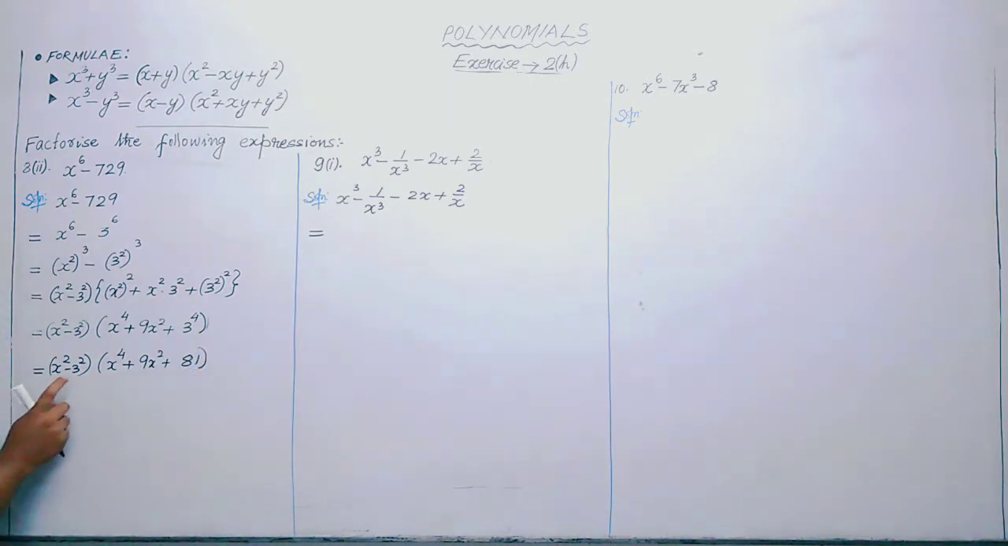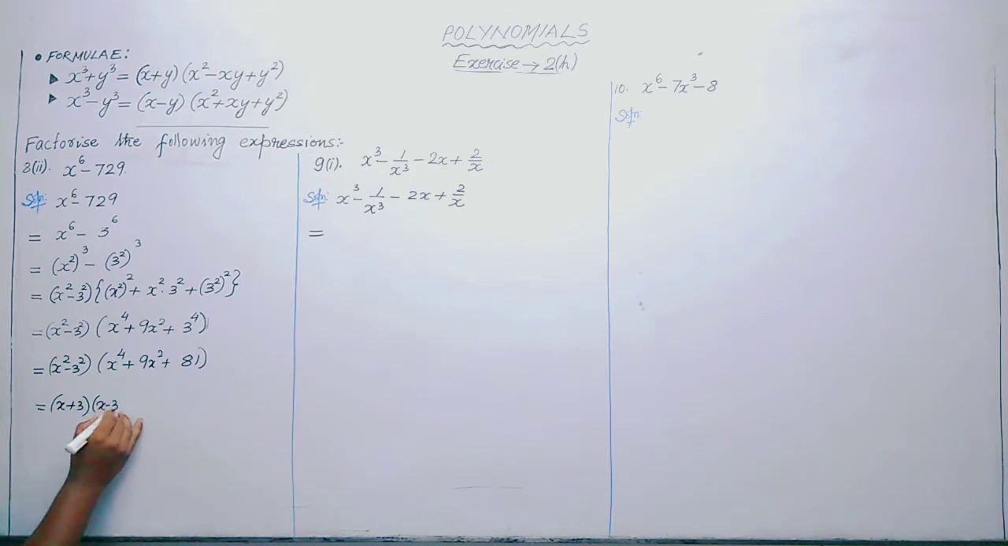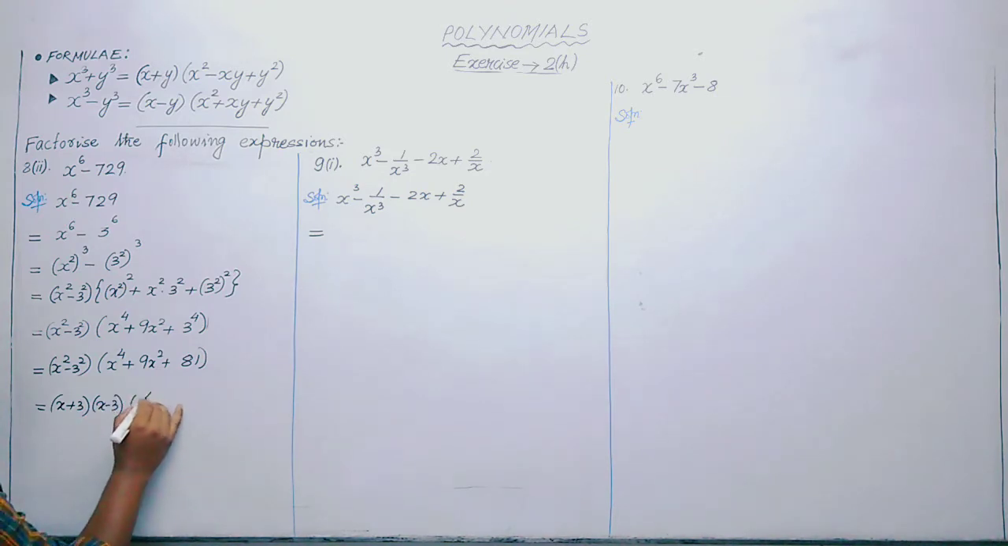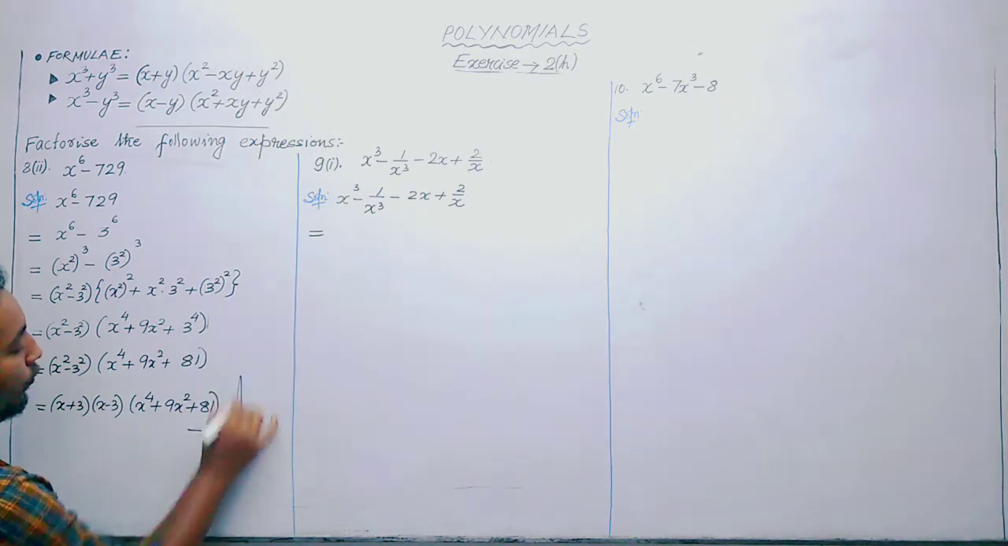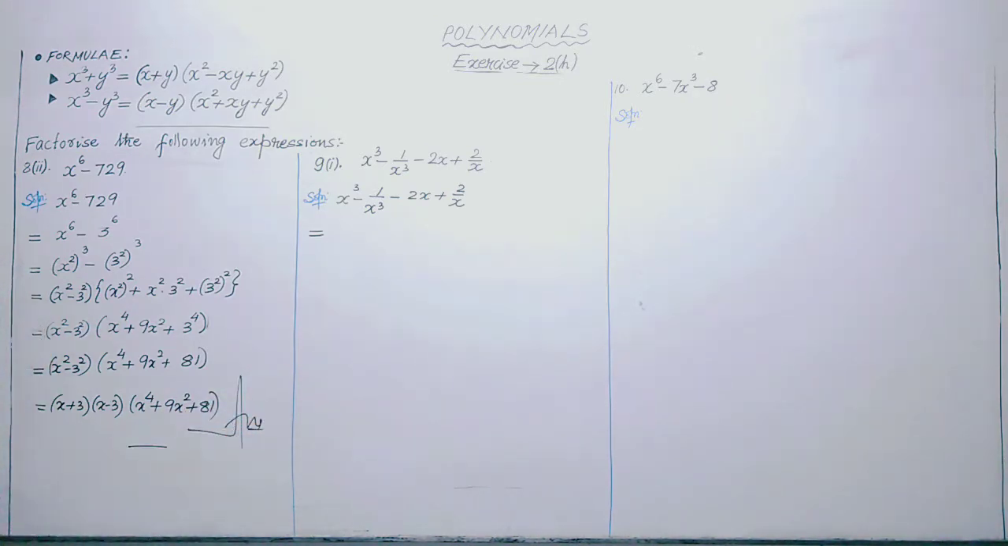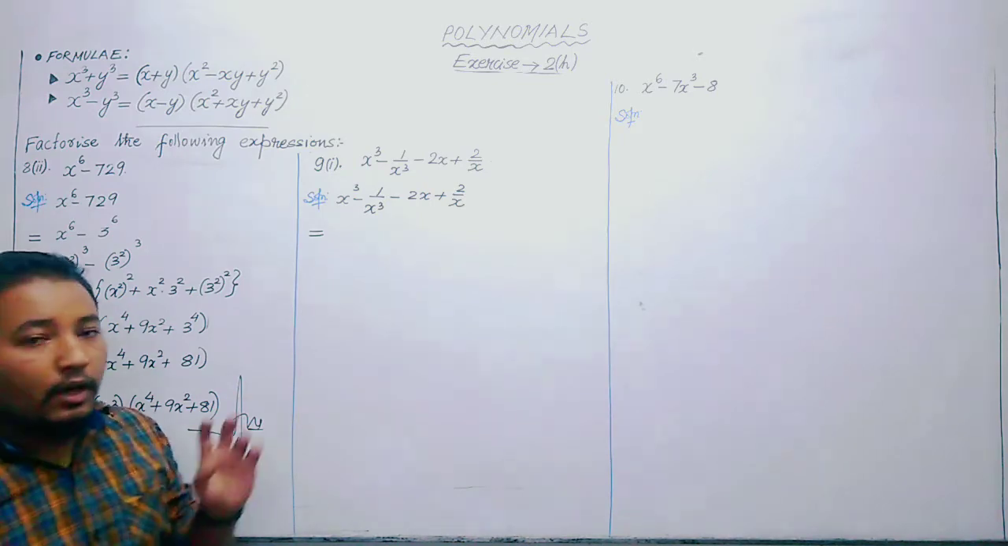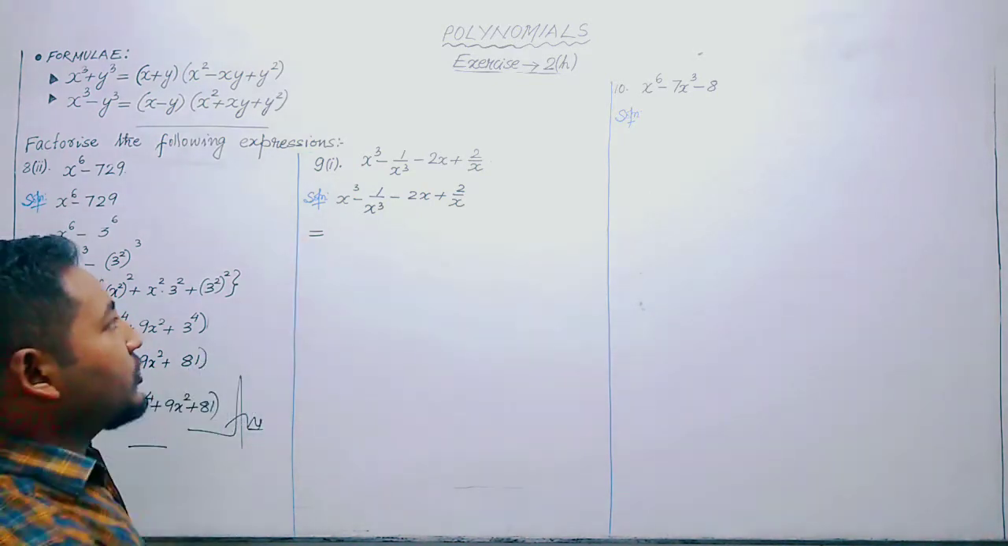Now, if you look at this term carefully, is it not x square minus y square? So which will give you (x plus y)(x minus y), and the remaining term x to the power 4 plus 9x square plus 81, which is our required answer. So here we are using two identities. First is x cube minus y cube, another is x square minus y square, which we have already learned in our previous video.